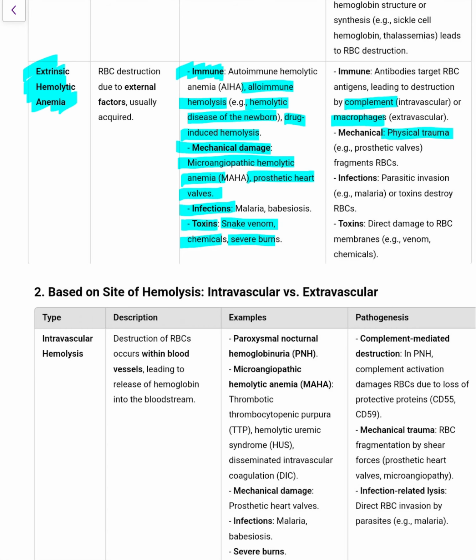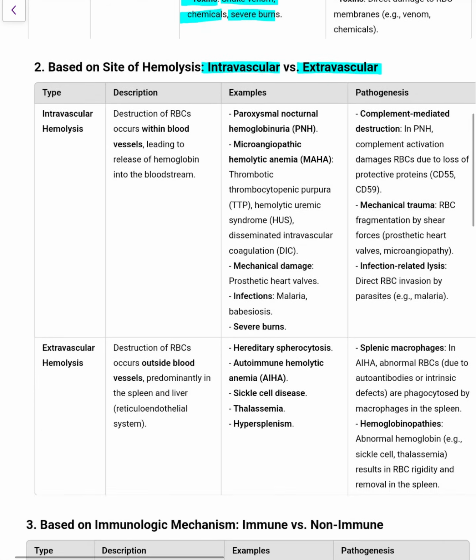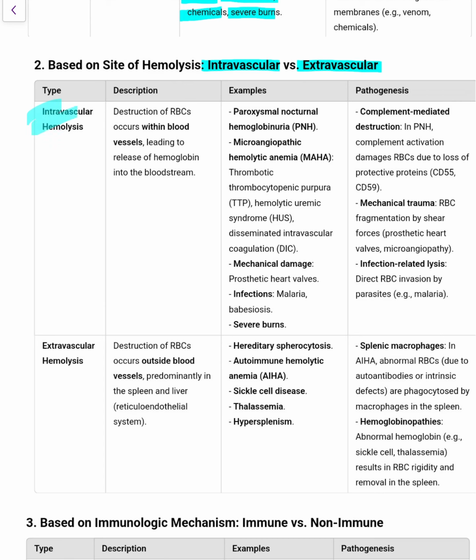Next classification is based on whether the lysis is happening intravascular or extravascular. Intravascular means inside the blood vessel. Extravascular means inside the reticuloendothelial system, mainly the spleen. So intravascular hemolysis we'll see first. Destruction of RBCs within the blood vessels, as I said, leading to the release of hemoglobin into the bloodstream.